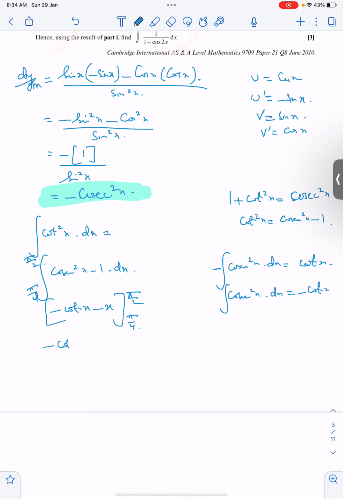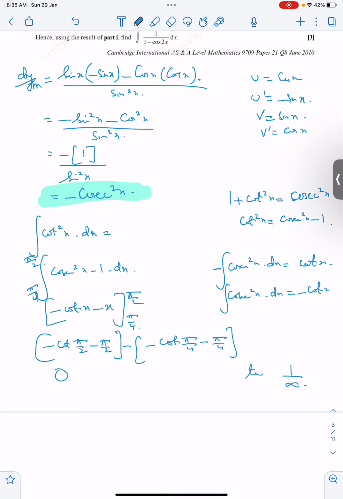Minus cot of pi by 2 minus pi by 2, minus, minus cot of pi by 4 minus pi by 4. Okay, let's simplify this. Tan of pi by 2 is undefined, so 1 upon undefined is going to give us 0. Basically tan of pi by 2 is equal to undefined.